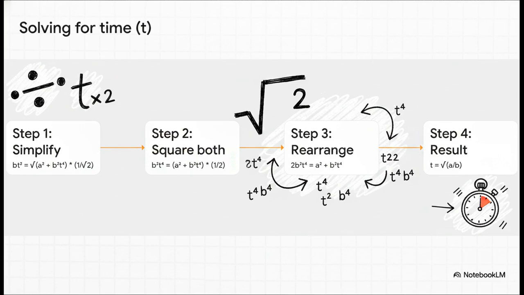Now we've got this nasty square root. What's the best way to kill a square root? You square both sides of the equation. When we do that, the square root on the right just disappears. Now we just need to gather up all the t terms. We can multiply both sides by 2, then subtract a b squared t to the fourth from both sides. And look at that. We're left with a beautiful, simple result. t is the square root of a over b.